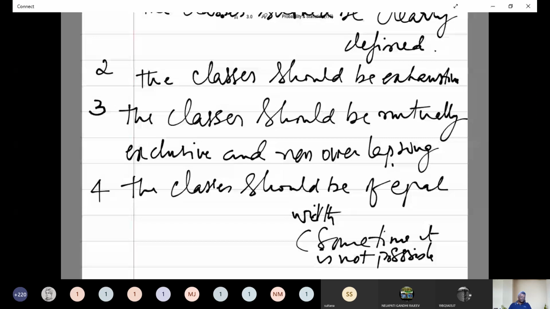And the number of classes should preferably be between 5 and 15. You should not take fewer than 5 and not more than 15. When counting the class intervals in the raw data, 1, 2, 3, 4, like that, the count should lie between 5 and 15. We have to check that for each and every class interval of the given data.